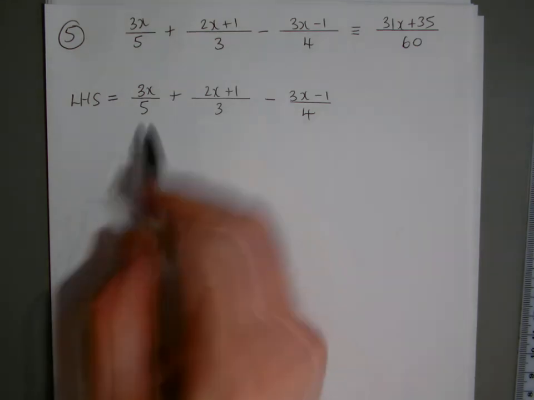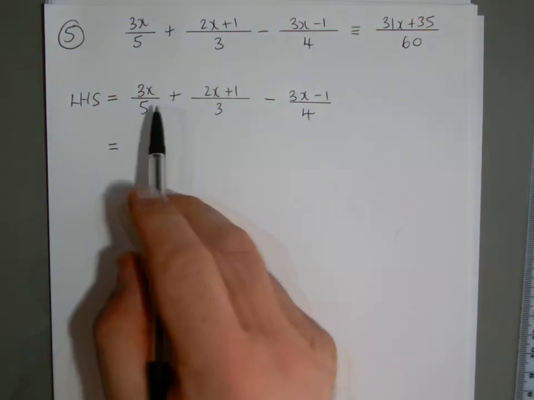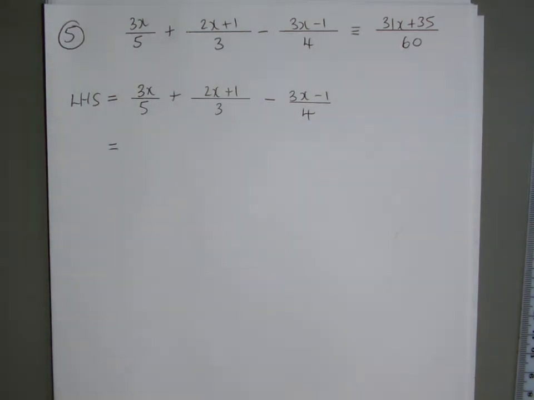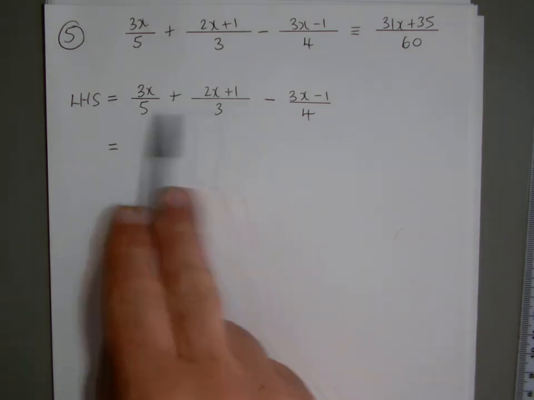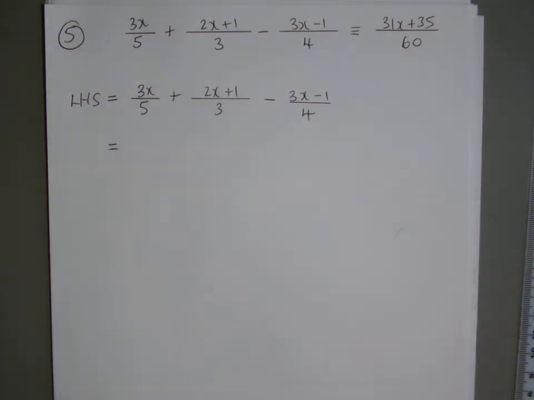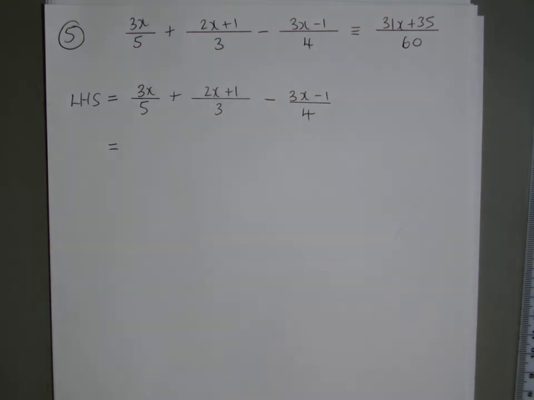Can we combine these? Now, remember, when it comes to combining fractions, adding or subtracting, we have to have a common denominator. In other words, we can't add or take away when the bottom numbers are different. So we've got to think, what is this common denominator going to be? We need a common multiple of 5, 3 and 4.